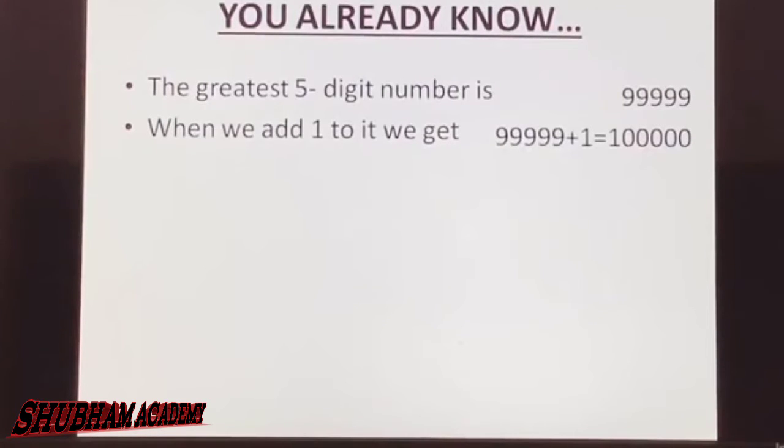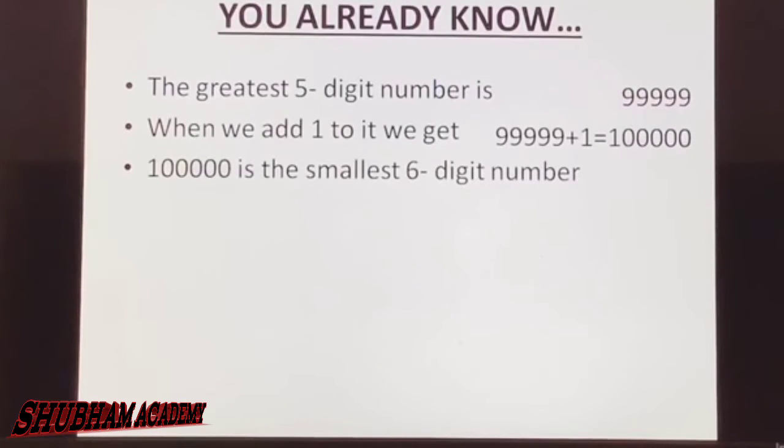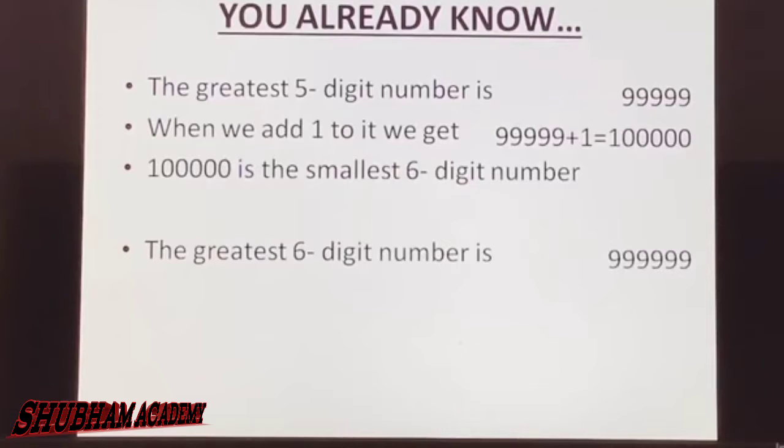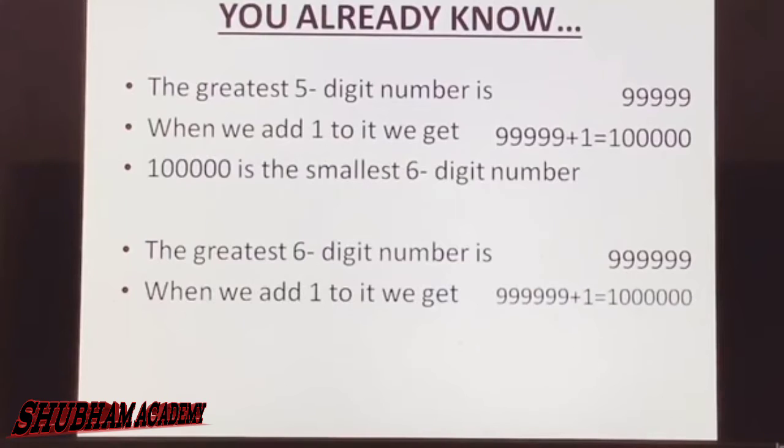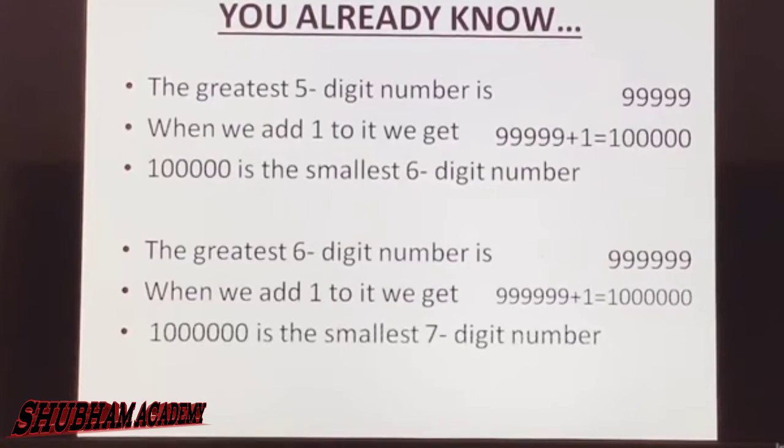Now look here closely. 99,999 was the greatest 5-digit number, and when we added 1 to it, we got the smallest 6-digit number. 1 followed by 5 zeros is the smallest 6-digit number. Similarly, the greatest 6-digit number is 6 nines. And when we add 1 to it, we will get 1 followed by 6 zeros. And 1 followed by 6 zeros is a 7-digit number, in fact, the smallest 7-digit number.